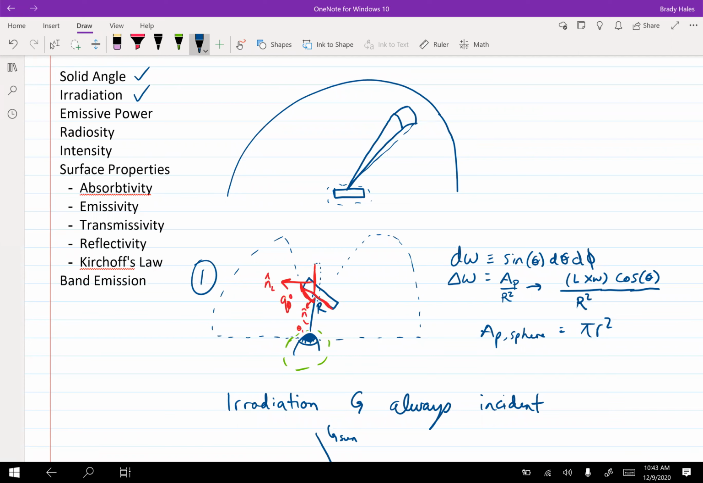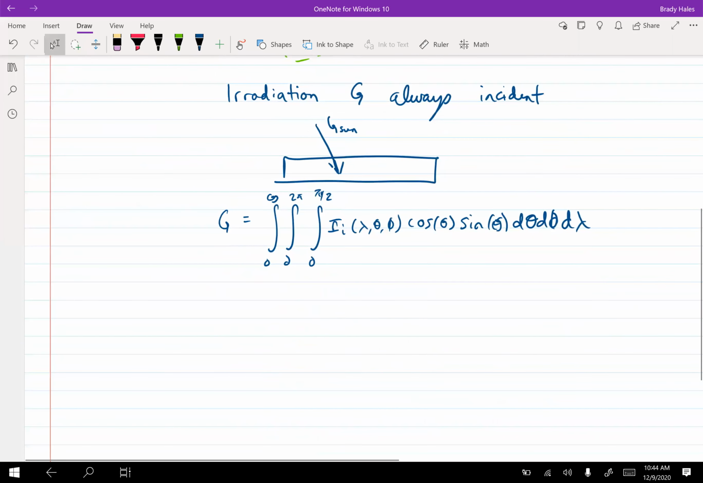Again, irradiation is incident on the surface. Emissive power is just this: anything with a temperature greater than 0 K has some sort of emissive power. Your body has some emissive power. The desk you're sitting at is emitting some radiation because it's at some temperature. So anything that's not at 0 K has some emissive power.